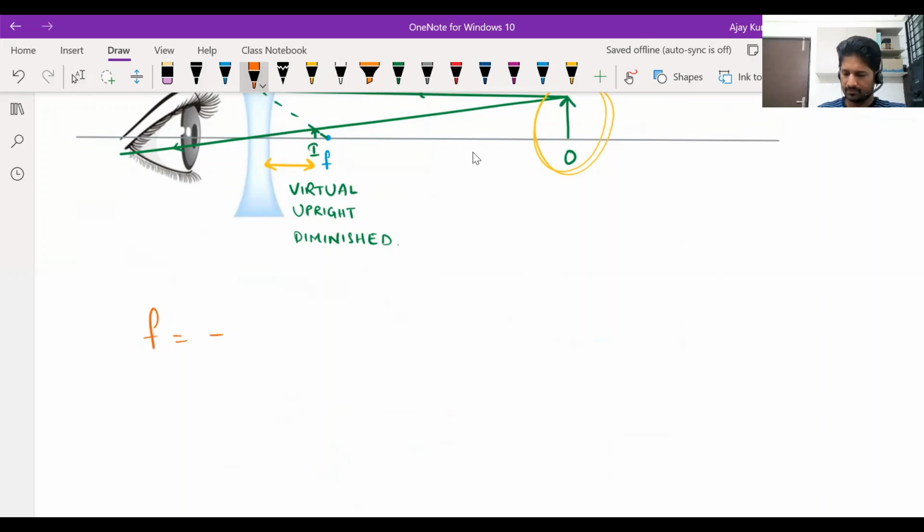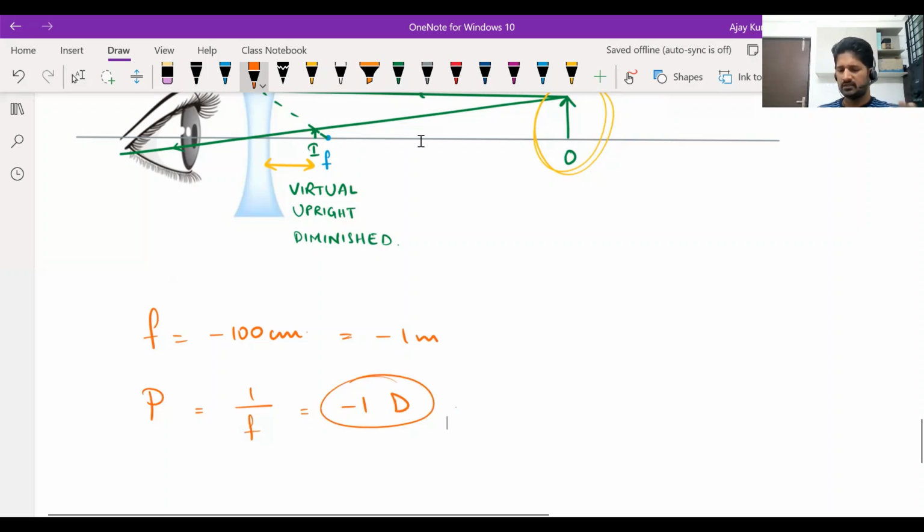Is the image always a virtual image? Yes. Okay. The object is in front of the person. The image also forms in front of the person only, okay, meaning on the same side of the lens. So the focal length is minus 1 meter. Therefore, the power in diopter should be the inverse of the focal length. That will be minus 1 diopter. So the power of the lens that the person must use is minus 1 diopter.